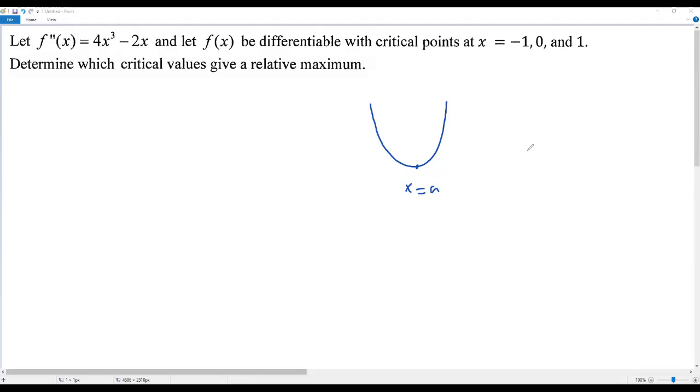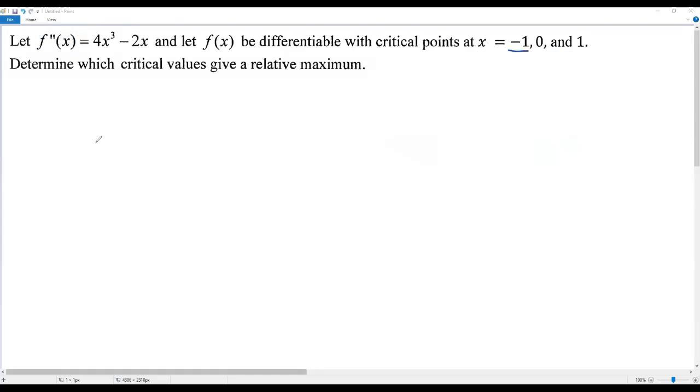So for example, let's consider the graph of the given function f of x is concave down at a particular critical value, say x equals b. So this is a relative maximum. So the graph of the given function has a relative maximum at the critical value x equals b. Now we have to plug in these three critical values one by one into the second derivative of the given function, that is f double prime of x.